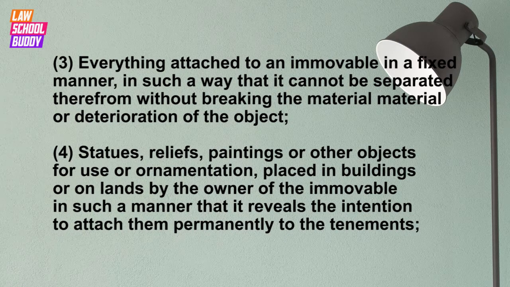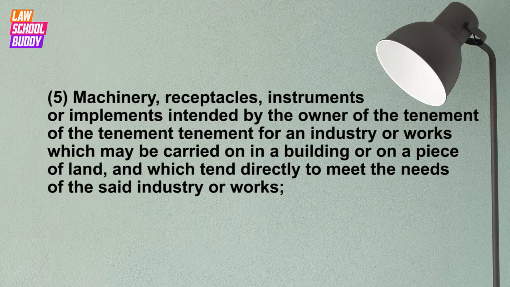4. Statues, reliefs, paintings, or other objects for use or ornamentation, placed in buildings or on lands by the owner of the immovable, in such a manner that it reveals the intention to attach them permanently to the tenements. 5. Machinery, receptacles, instruments, or implements, intended by the owner of the tenement, for an industry or works which may be carried on in a building, or on a piece of land, and which tend directly to meet the needs of the said industry or works.